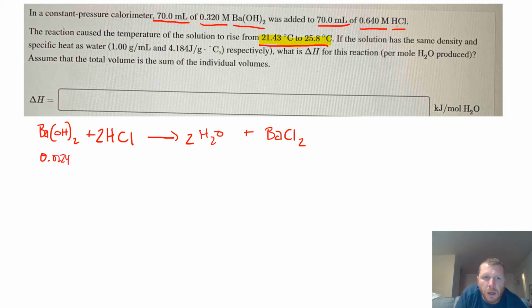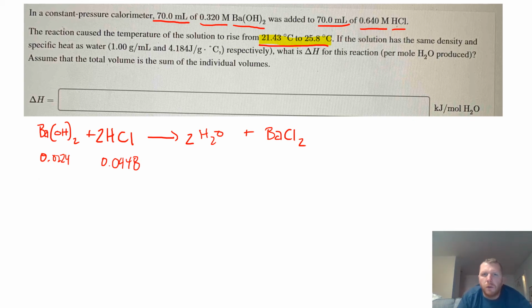So that gives 0.0224 moles of Ba(OH)2. Now whenever I take my 70 milliliters of 0.640 molar HCl, I've already done the math for this separately, I have 0.0448 moles of HCl.